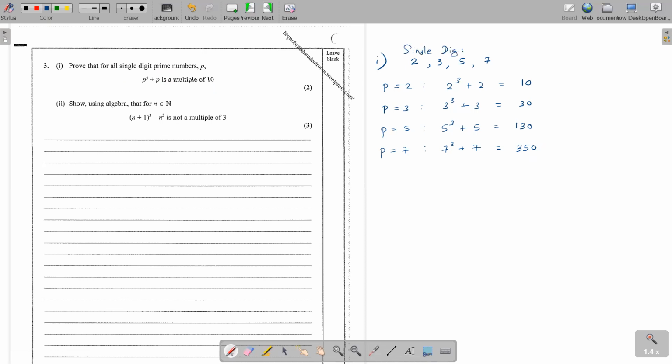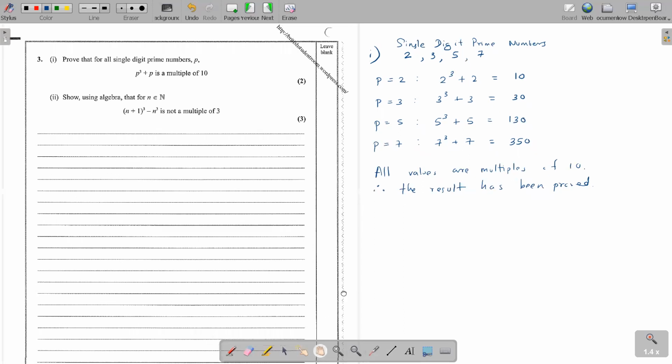So write it down: single digit prime numbers are 2, 3, 5, and 7. So all of these values are multiples of 10. Therefore, the result has been proved. So you could say something like that, just mention something. All the answers we got are multiples of 10, therefore the result has been proved, okay?